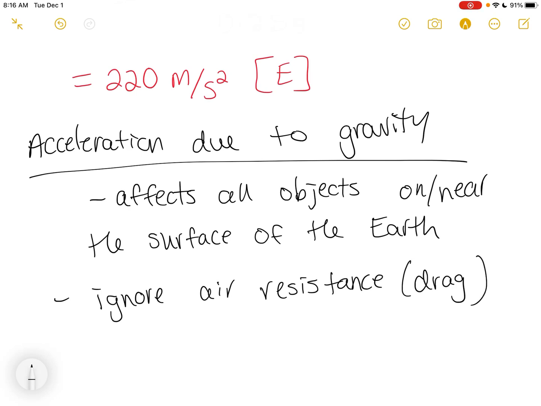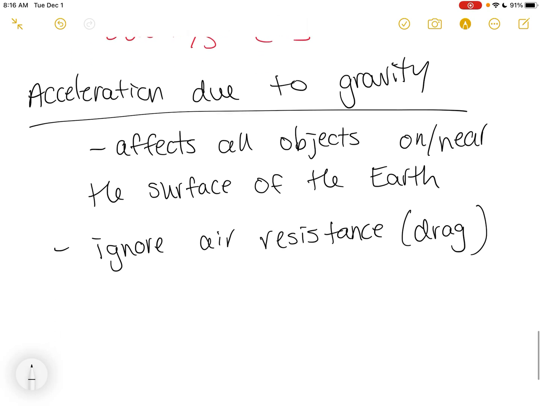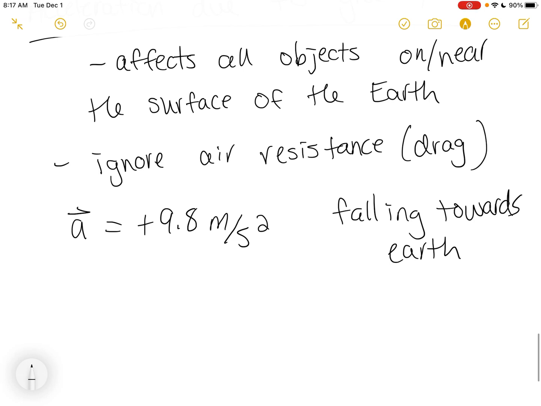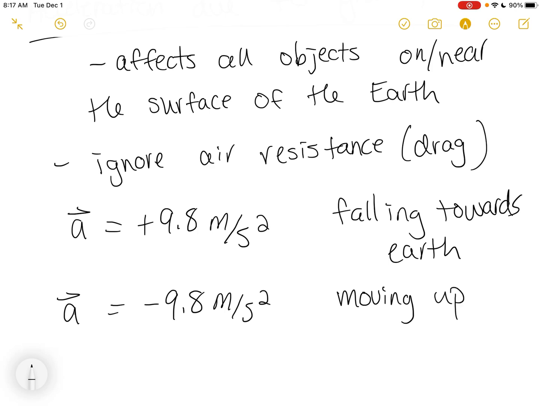So we're ignoring drag. So the acceleration due to gravity is positive 9.8 meters per second squared when we are falling towards the Earth. And the acceleration due to gravity is negative 9.8 meters per second squared if we are moving up away from the Earth.